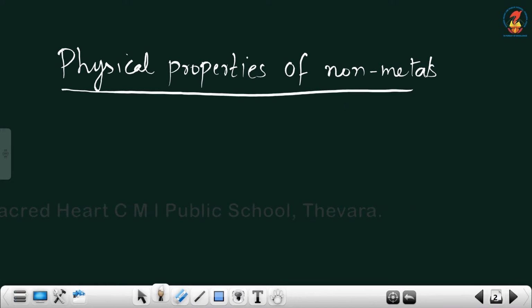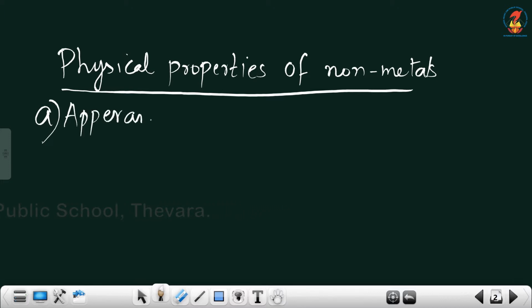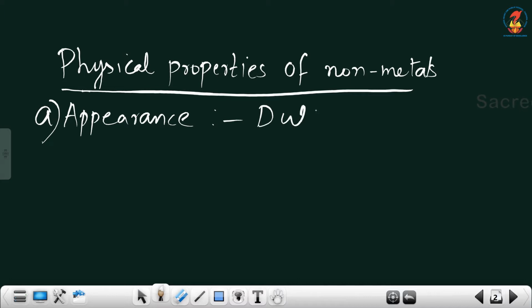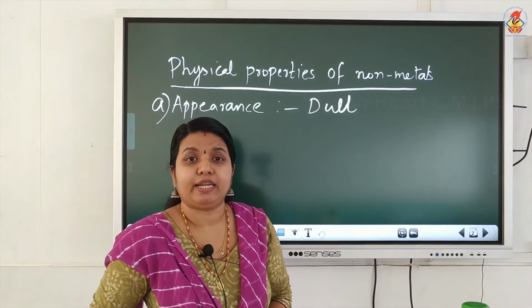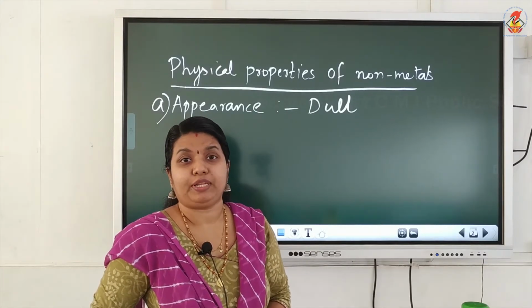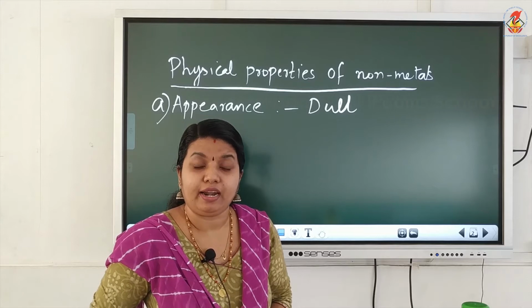Physical properties of non-metals. First property, appearance. Under metals we learned that metals are lustrous or shiny in appearance. But non-metals are dull in appearance. Generally non-metals are not shiny, they are not lustrous, instead they have a dull appearance.